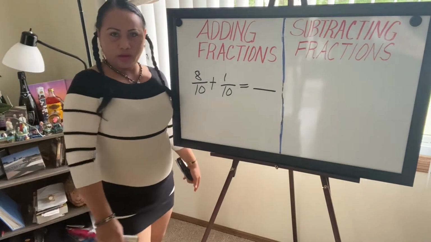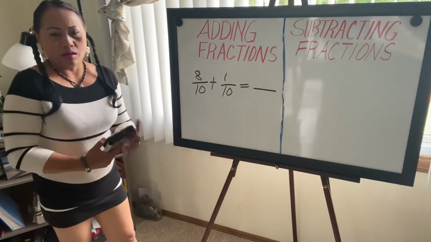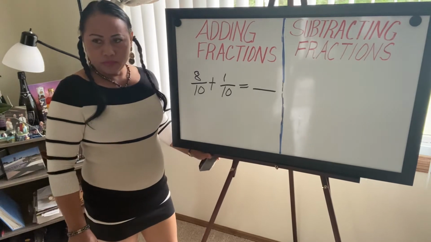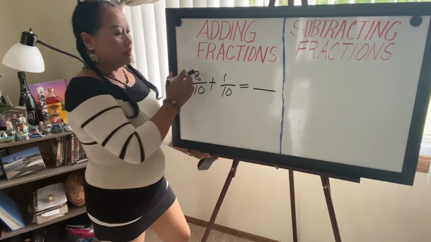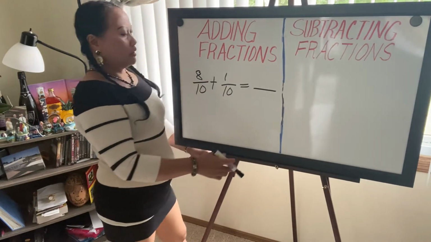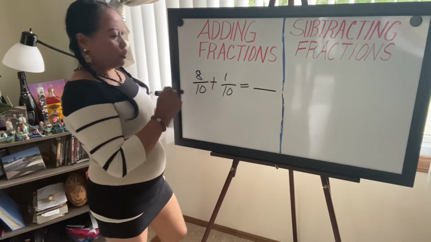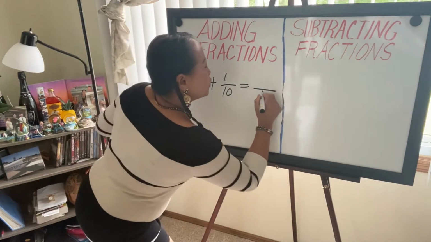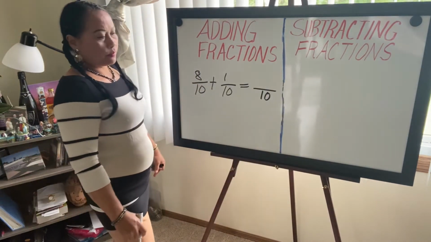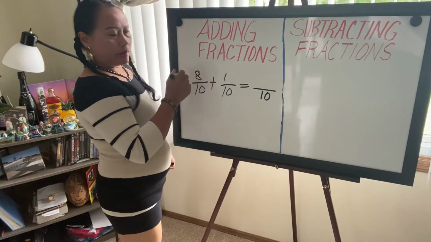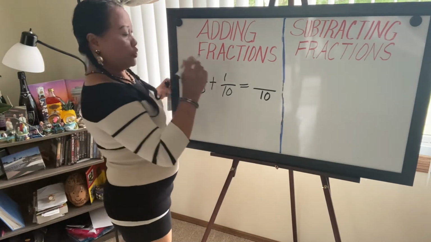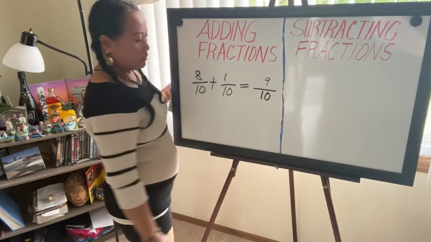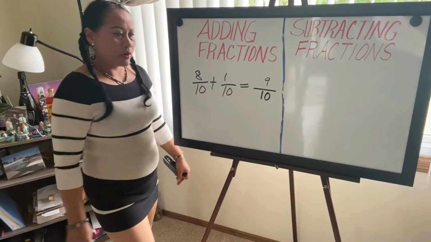First thing to remember, always look at the denominators. If the denominators are the same, you can directly add the numerators. Okay? Directly add the numerators. So they are the same here, 10 and 10, so just put down 10 here. And then directly add the numerators. 8 plus 1 equals 9. So the answer is 9 over 10.